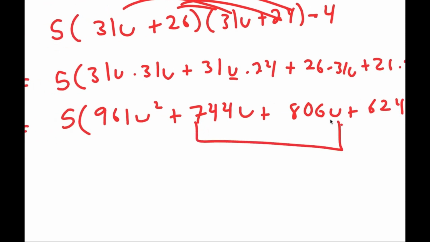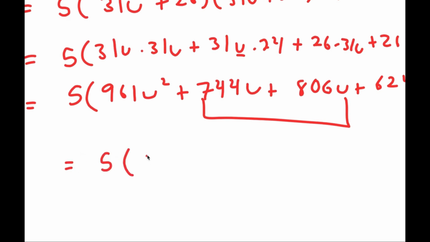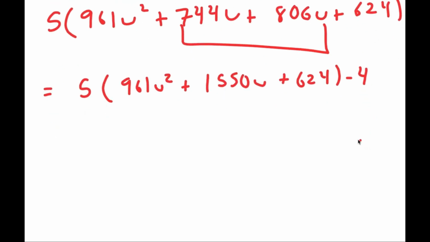Now I'm going to add these two since they're like terms. So I get 5 times 961u squared plus 1550u plus 624 minus 4.